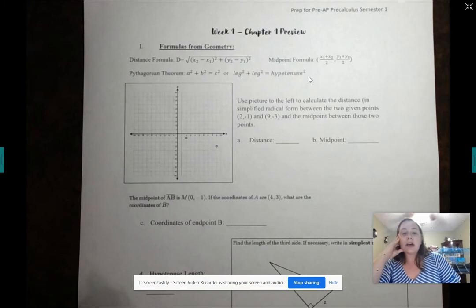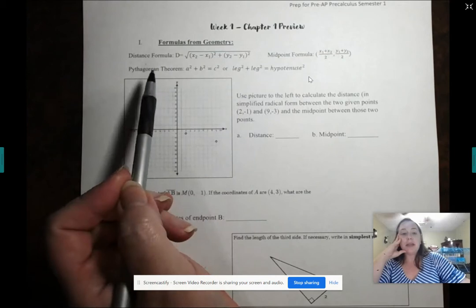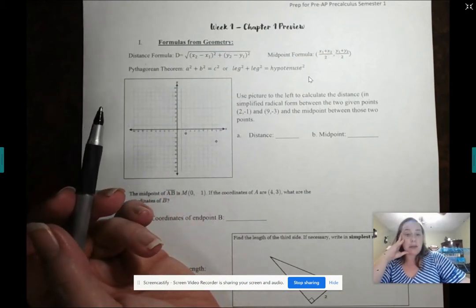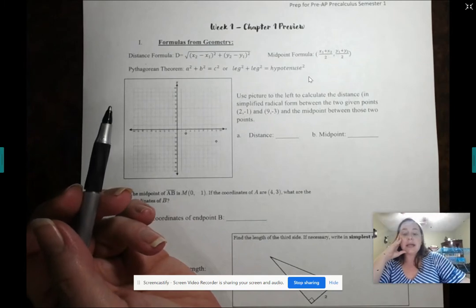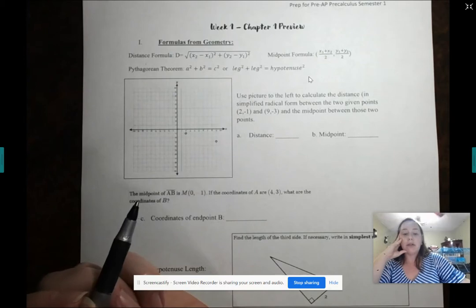So the first thing that y'all are going to talk about in literally the second or third day of pre-cal when you're ready to get going is you're going to review some formulas from geometry. One of them is the distance formula, one of them is the midpoint formula, and one of them is Pythagorean theorem. And I think those are probably pretty easy for you guys, but just to review, I felt like we should do an example of all three.